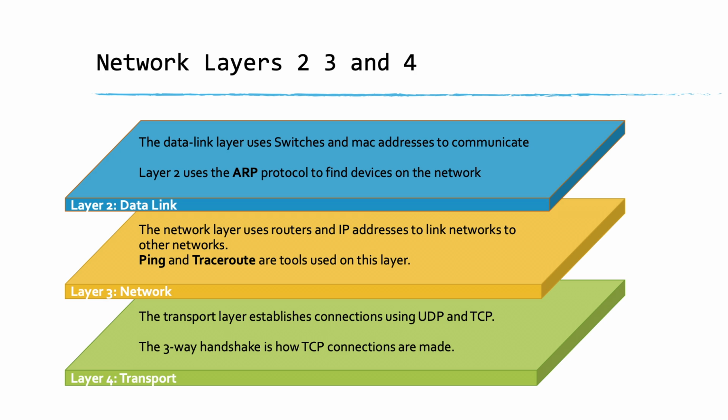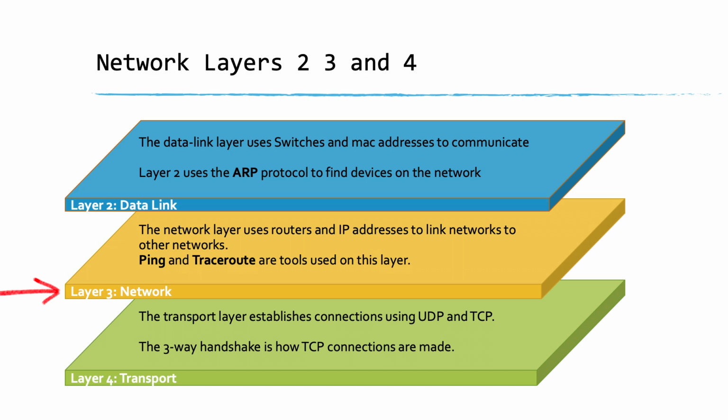So just a little background, a little refresher, recap what we covered in the last class. Layer 2 is the data link layer. This is dealing with MAC addresses and switches. Layer 2 is going to use something called the ARP protocol, which we will go over. ARP is something that happens on the data link layer. This is how devices discover other devices on a local area network.